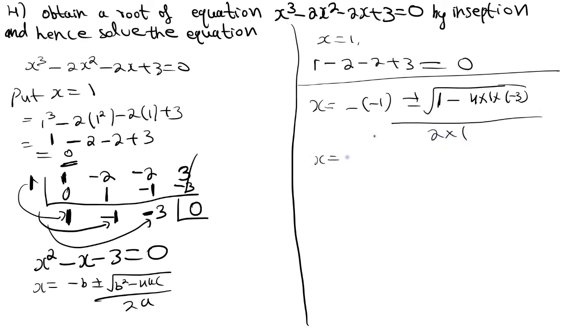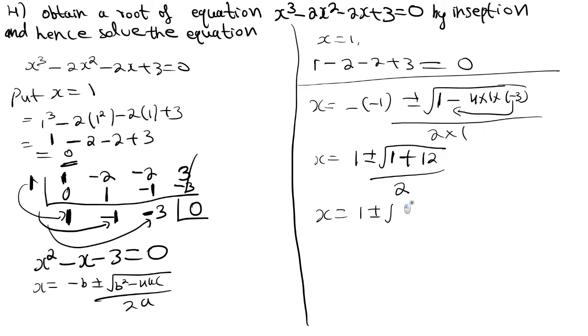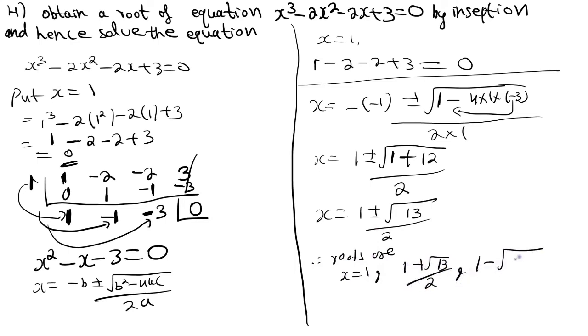So x is equal to plus 1 plus or minus square root of 1, minus into minus, c here is minus, into minus, plus 4 into 1 is 4, into 3 is 12, divided by 2. So x equals 1 plus or minus square root of 13 divided by 2. Therefore the roots are: what's the first root? x equal to 1 plus root 13 by 2. What's the next root? 1 minus root 13 by 2.